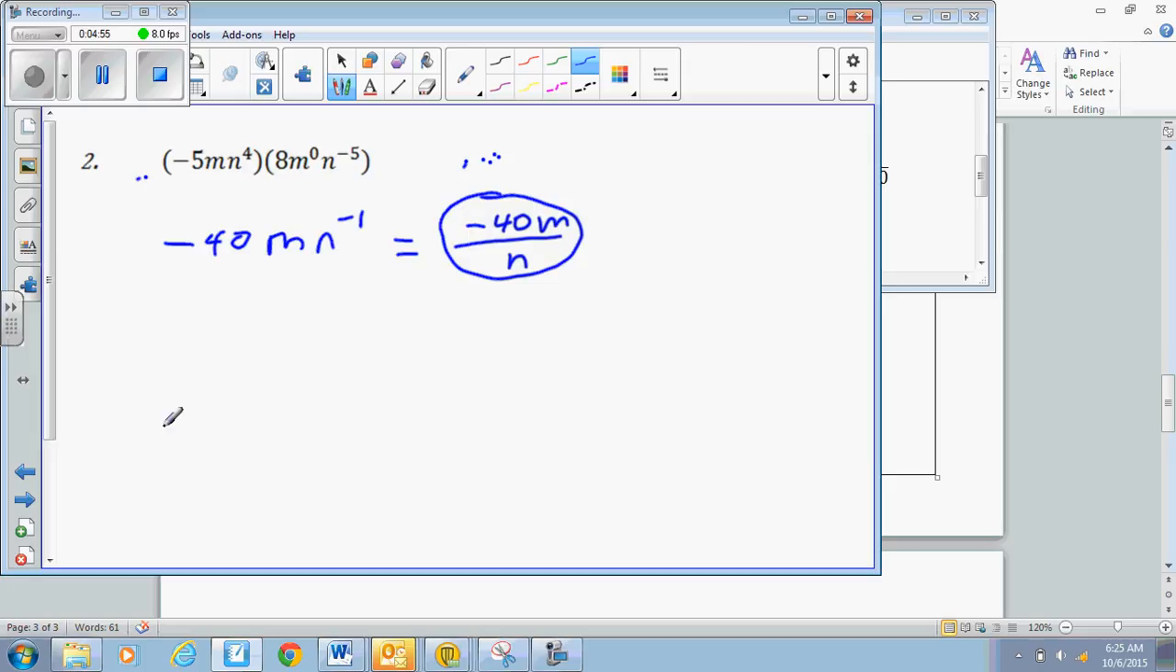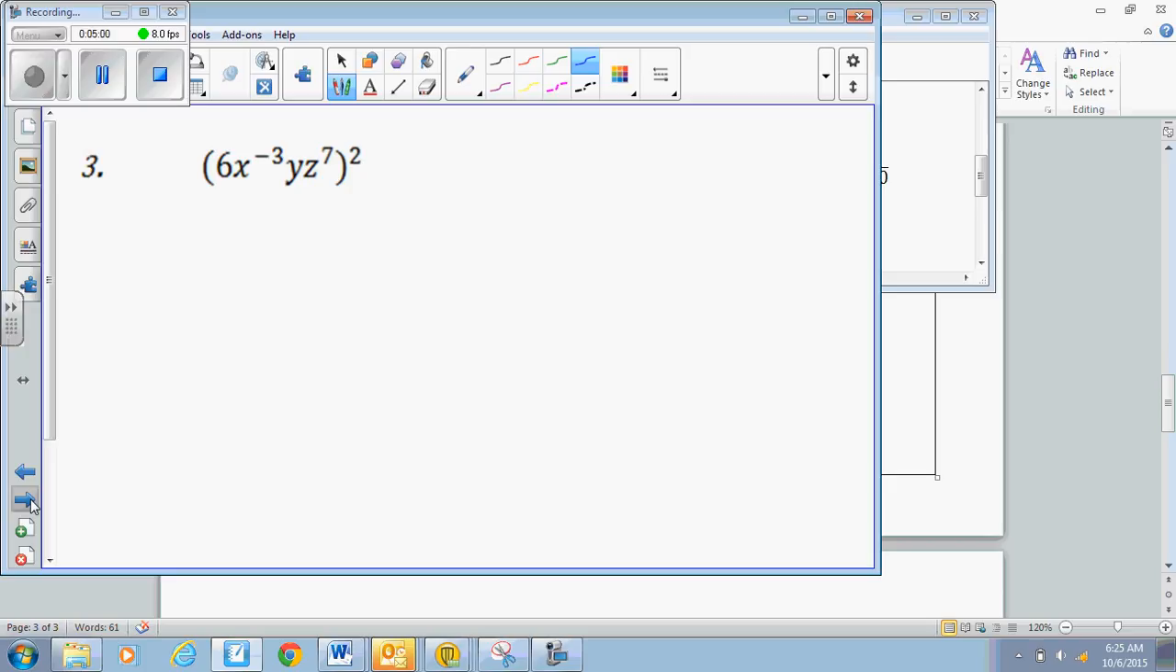The next problem. Okay, this is what they call the power of a power. And basically this exponent will distribute to each exponent in here, because this is outside the parentheses, and we multiply the exponent. Now, what people will often forget is that there's an imaginary 1 right here, 6 to the first. So that would mean it's going to be 6, and then 1 times 2 is 2. And then we have x, and we multiply negative 3 times 2 and get negative 6.